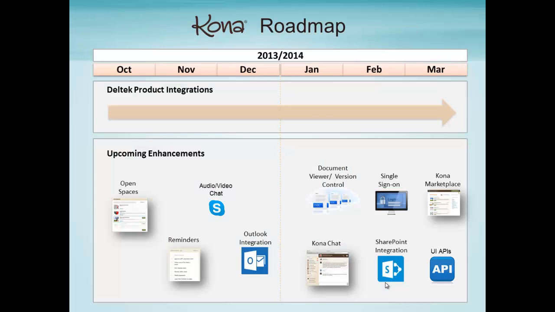And we talk about how the roadmap for Kona is very specific, outside of all the other roadmaps we have from a Deltek product perspective. So this is its specific Kona roadmap. The things that we've done in 2013 that we just buttoned up: having more open spaces, having a video and audio chat, giving people some reminders, and tighter integration to Outlook. And these are the things that we're actually accomplishing right now.